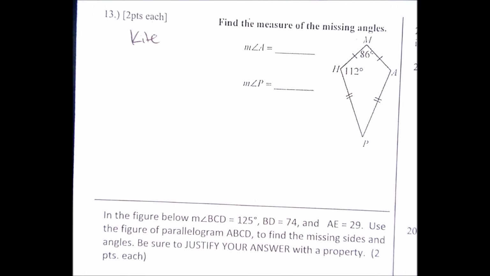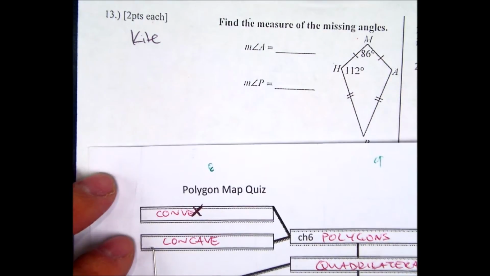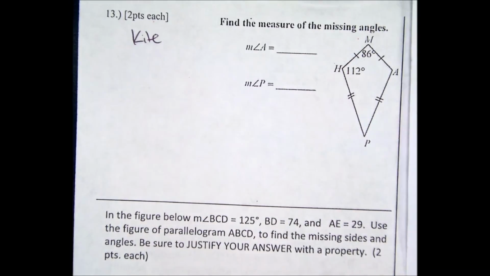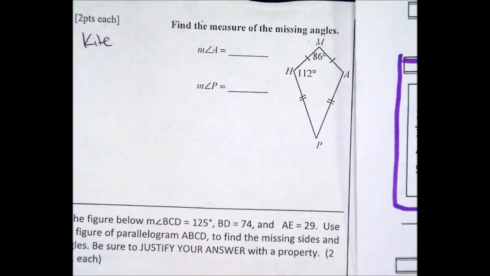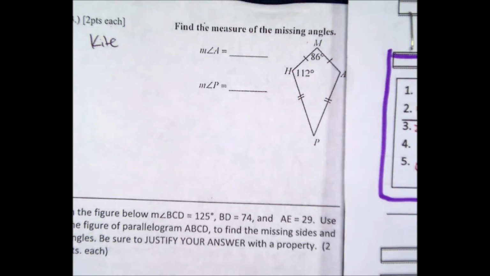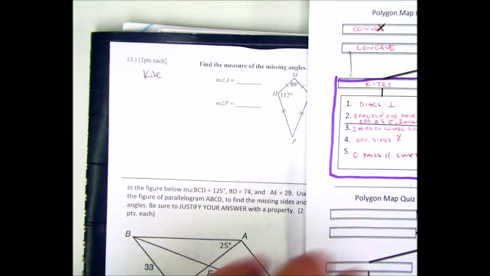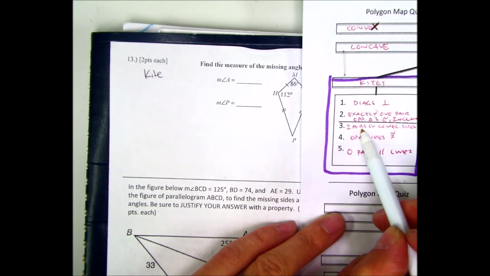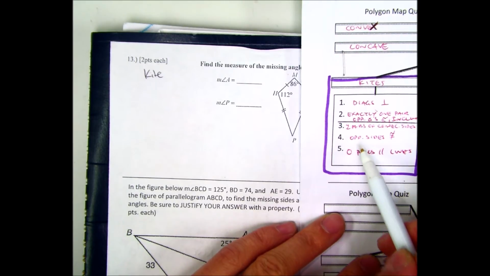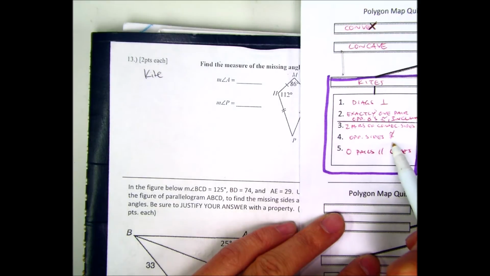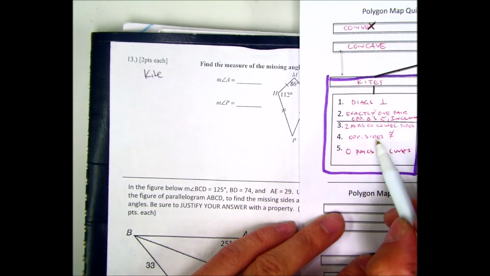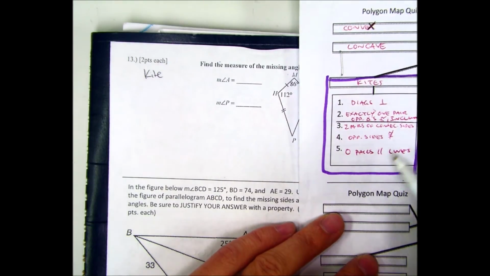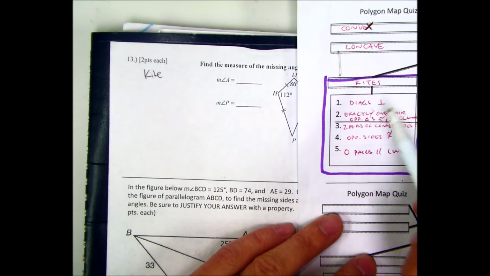And if you look on your map on kite, look at the properties. Let's get it in here. And if I look at the first property, I don't have any diagonals. Okay, 2 pairs of consecutive sides are congruent. We already used that one. Opposite sides are not congruent. Okay, not talking about sides, I'm talking about angles. 0 pairs of parallel lines. Okay, that's not helping me. That just helps me identify between the different branches.